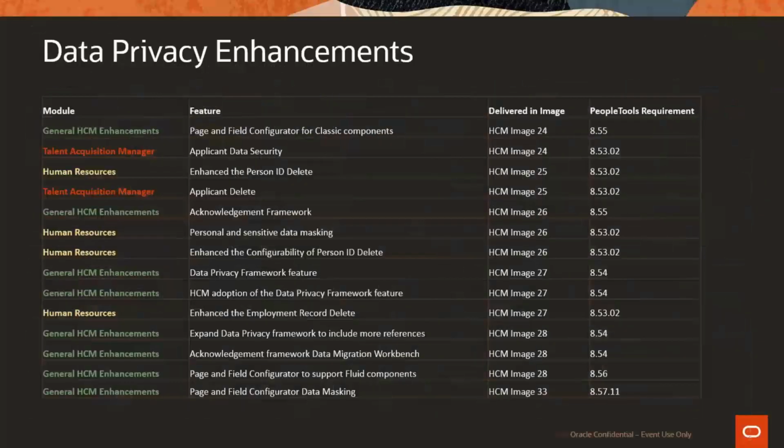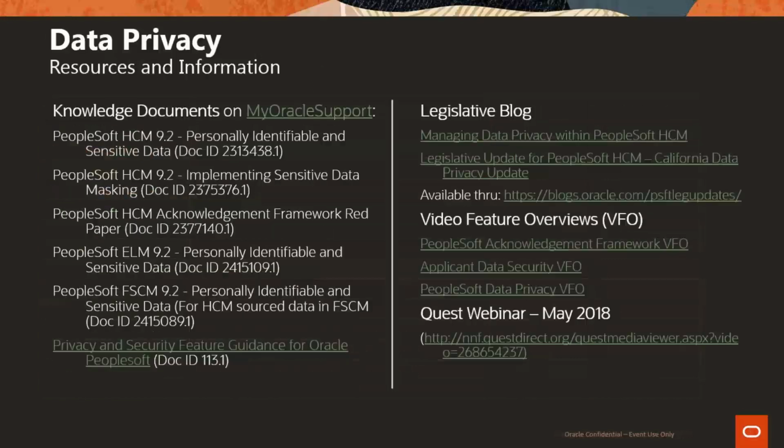I also have a list here too, because a lot of customers, of the things I just showed you, want to know what image it came out in. So here's all the different images, as well as if there's any PeopleTools requirements. So we kind of have a general summary of everything that you guys need to know of what feature it was and when we delivered it for HCM. We also have a ton of documentation posted out there, VFOs, blogs, so tons of papers out there. So here's all the links and all the information too, if you guys need to find out some more information about data privacy.